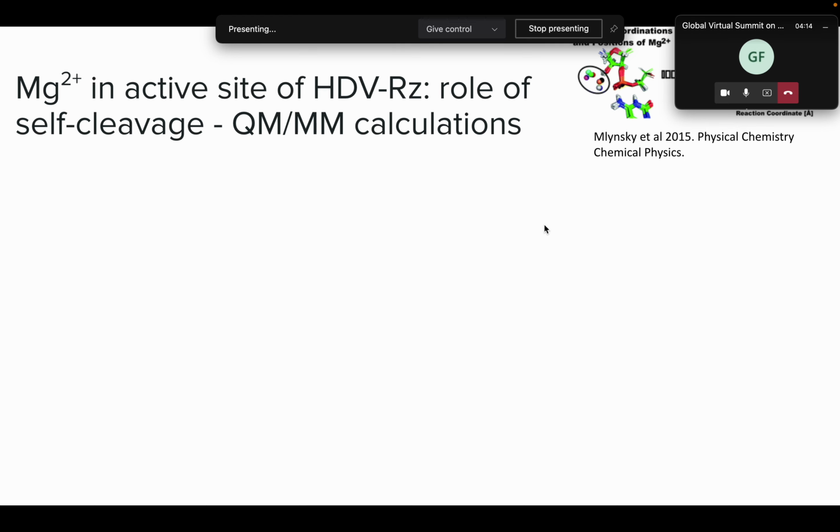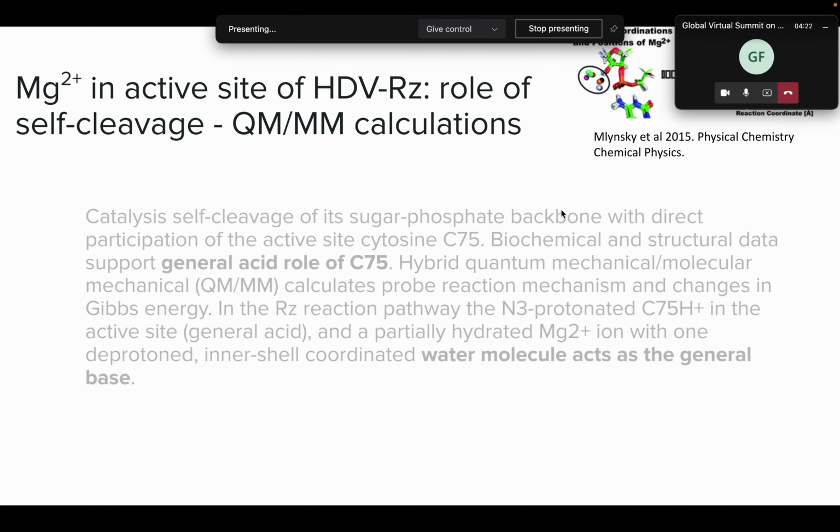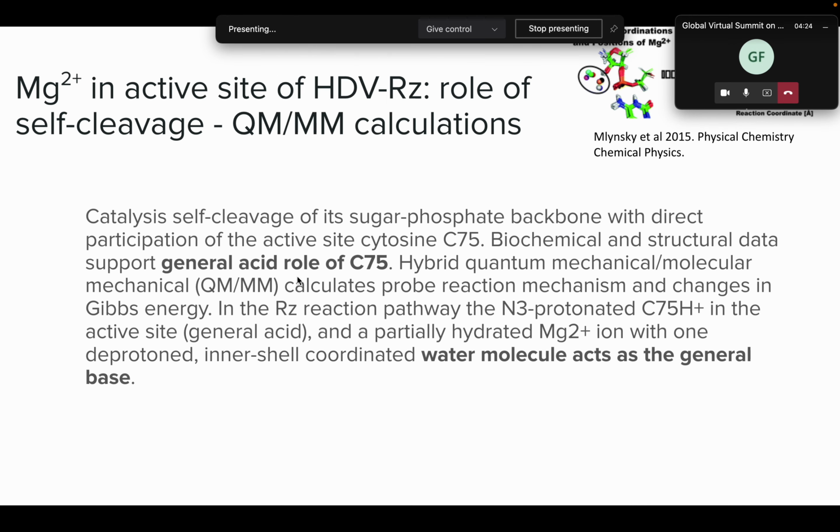And some quantum and molecular mechanics calculations have been done on the magnesium active site of the HDV ribozyme and the role of self cleavage. So it's a general acid role of C75, and the catalysis of self cleavage is a sugar phosphate backbone, and C75 is directly participating. And there's biochemical and structural data that support the general acid role of C75.